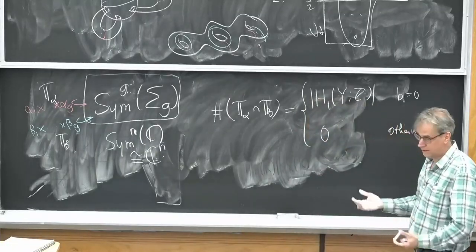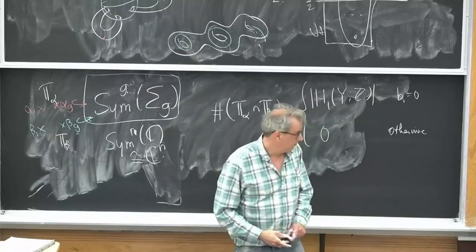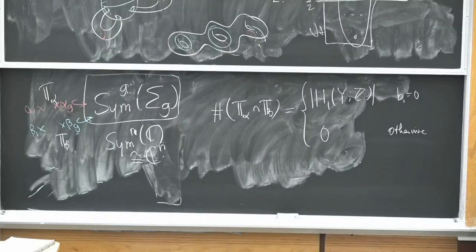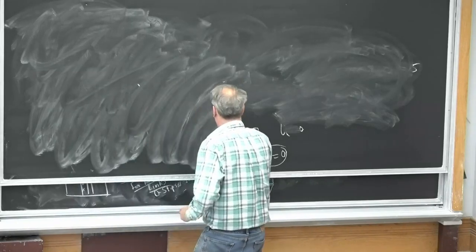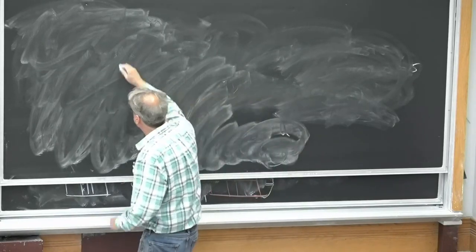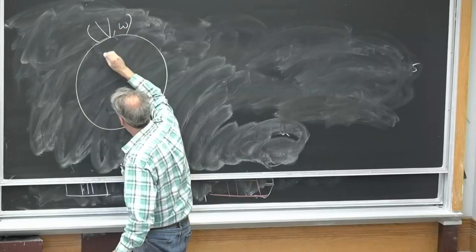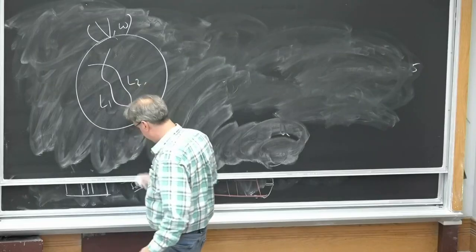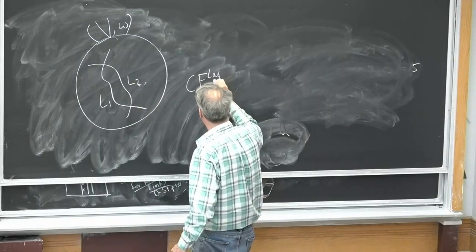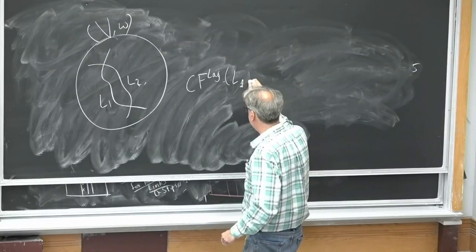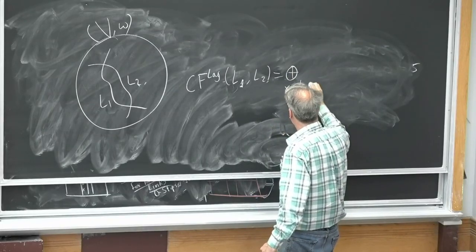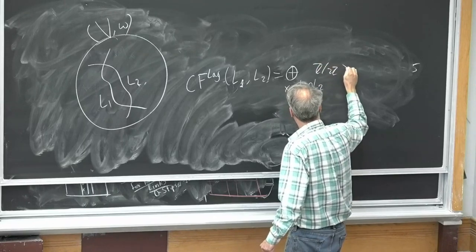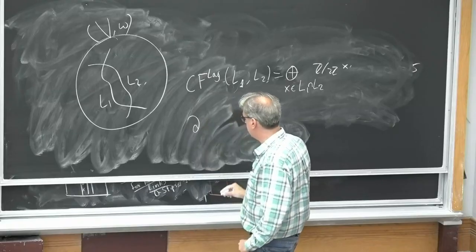Okay, but we want an obstruction that uses more structure. And this is where Lagrangian Floer homology comes in. Floer introduced a chain complex. If you have a symplectic manifold and you have a pair of Lagrangian submanifolds, then there's something called a Lagrangian Floer homology, and you want topological hypotheses to be satisfied. Floer introduced a chain complex whose generators are the intersection points of these two Lagrangians, and whose differential counts pseudo-holomorphic disks.